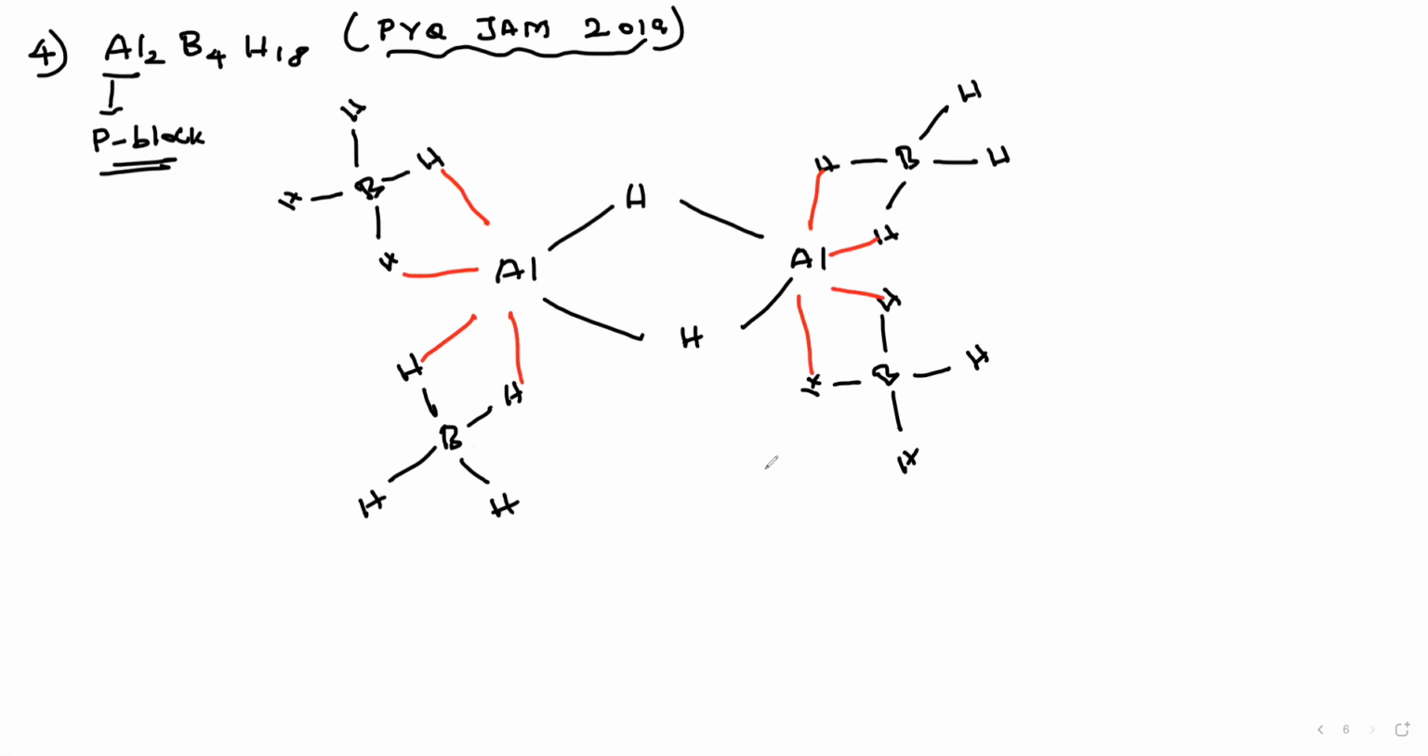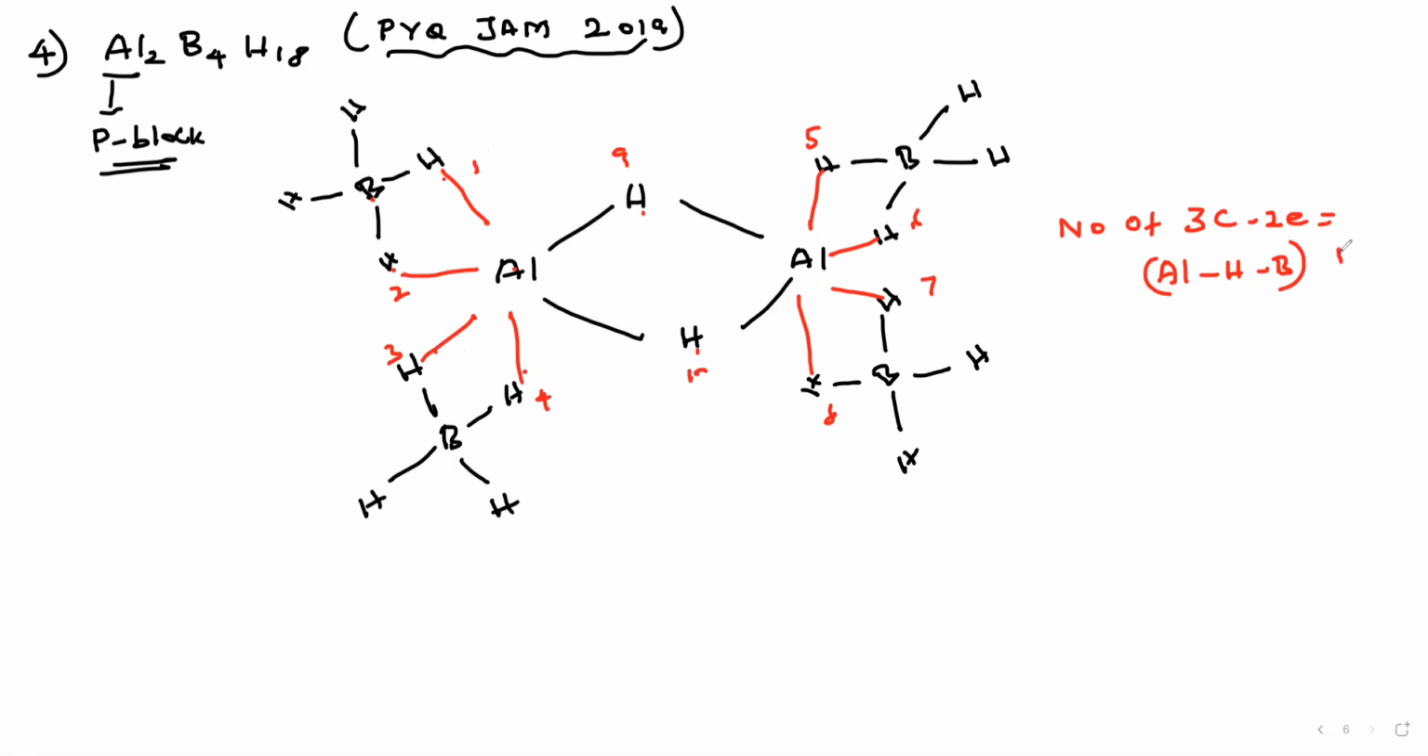Understand? Simple, right? Now, what is the number of 3 center 2 electron bonds? Count how many. Listen: aluminium, hydrogen, aluminium. Which type? This is aluminium, hydrogen, boron, right? This type of 3 center bond. Count 1, 2, 3, 4, 5, 6, 7, 8, 9, 10. Aluminium, hydrogen, aluminium. This is 10.